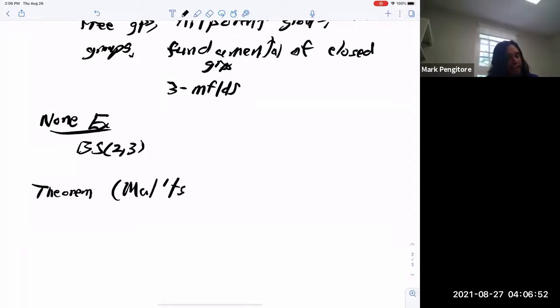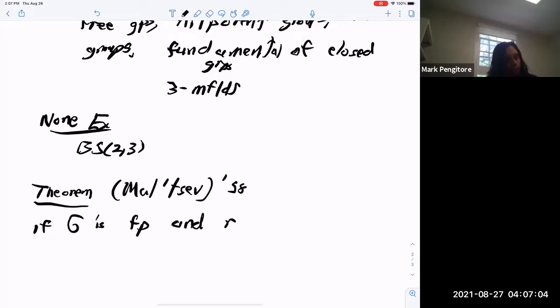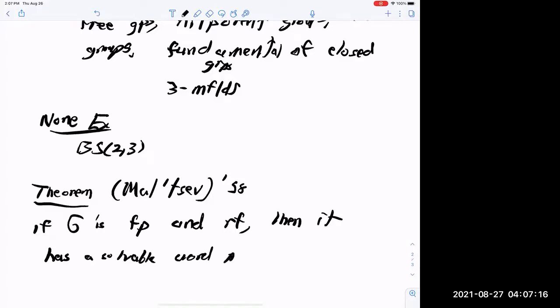Residual finiteness actually gives us a solution. This is also in 1958. So if G is finitely presented and residually finite, then it has a solvable word problem.